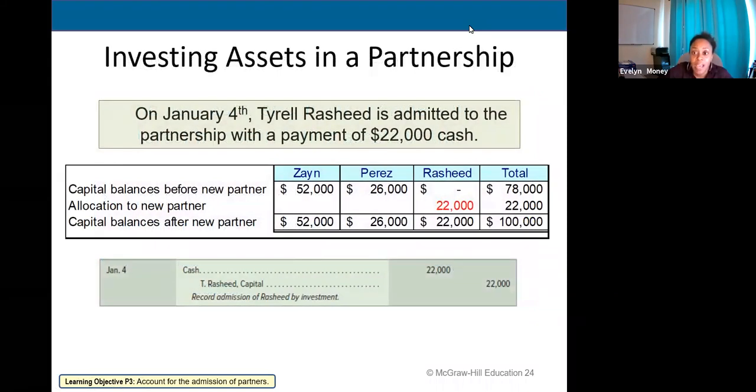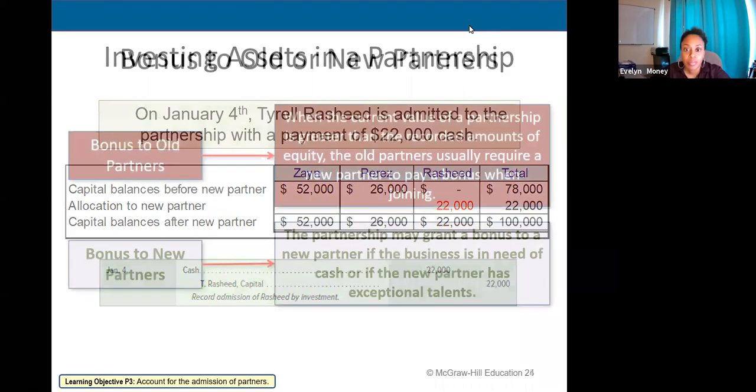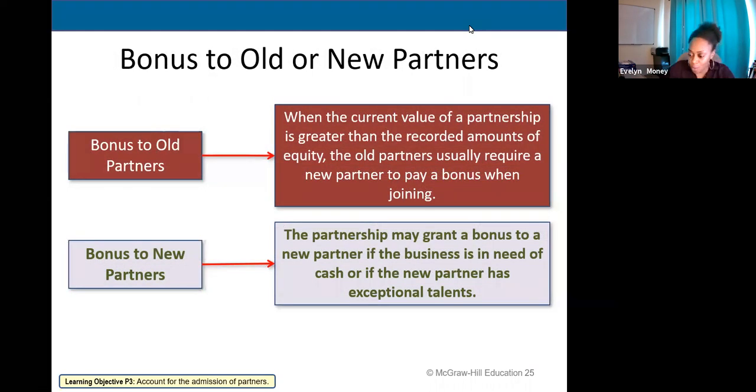So now we have Rashid being admitted to the partnership with a payment of $22,000 cash. That $22,000 cash is not going to Zane. It's not going to Perez. It's going to the partnership as a whole. So when we do this entry, we debit cash for the cash coming in. So that's my asset side of the accounting equation going up. And we credit T. Rashid capital. And that is my equity side of the accounting equation going up as well. Now, that's pretty straightforward.